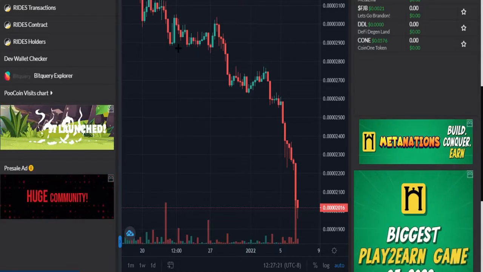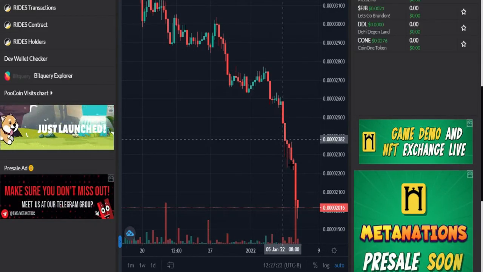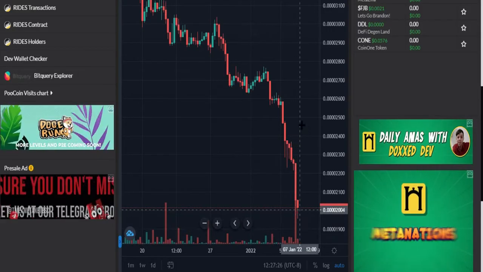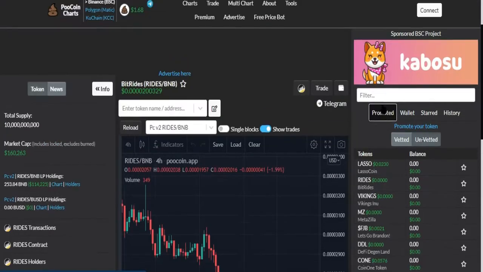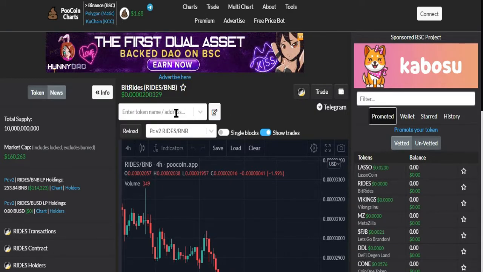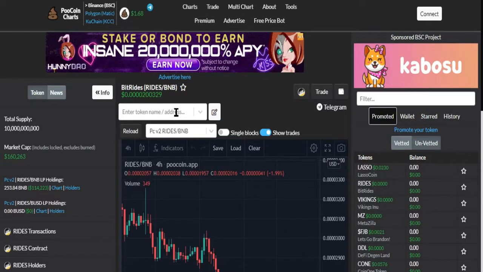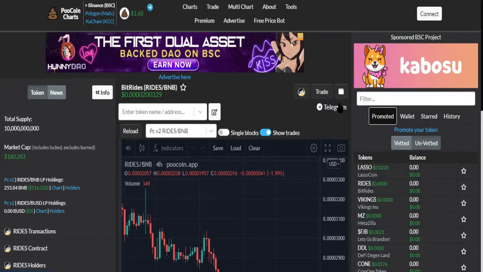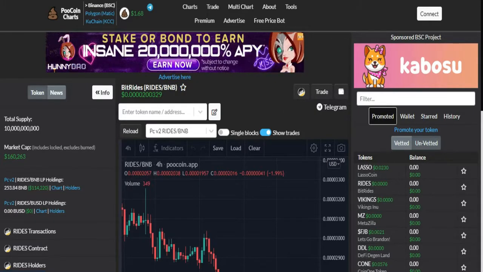But the problem is you have this big old sell, and it is all the way back down. So you have to do your research on this, but this is another site where you guys can come and take a look. You can actually put the token name or address in here. I usually just copy the contract address, put it in here, and let it come up. So this is another one here that you guys can use.